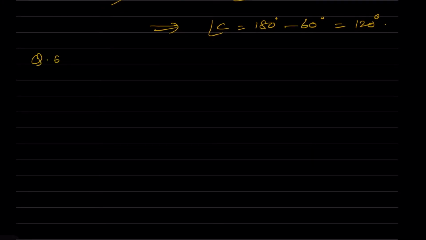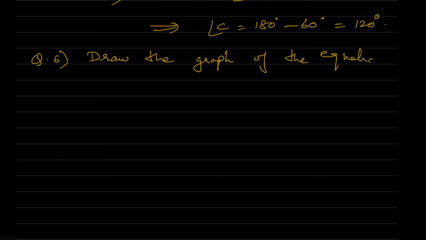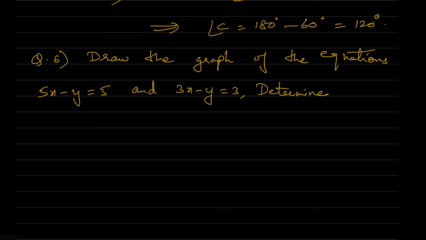Now the sixth problem. Draw the graph of the equations 5x minus y is equal to 5 and 3x minus y is equal to 3. Determine the coordinates of the vertices of the triangle formed by these lines and the y-axis.